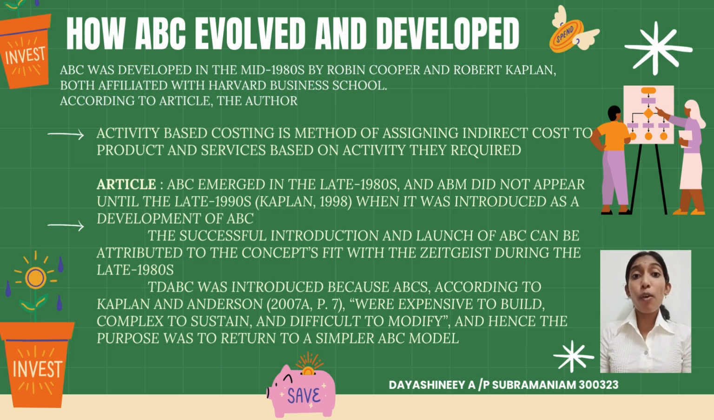At first, ABC focused on accurate product costing, especially in manufacturing, but soon it evolved to ABM, or activity-based management, which uses ABC data to improve operational performance. Later, TDABC was introduced. According to Kaplan and Anderson, ABC was expensive to build, complex to sustain, and difficult to modify, and hence the purpose was to return to a simpler ABC model. This development helped make ABC more flexible and efficient, at least in theory.